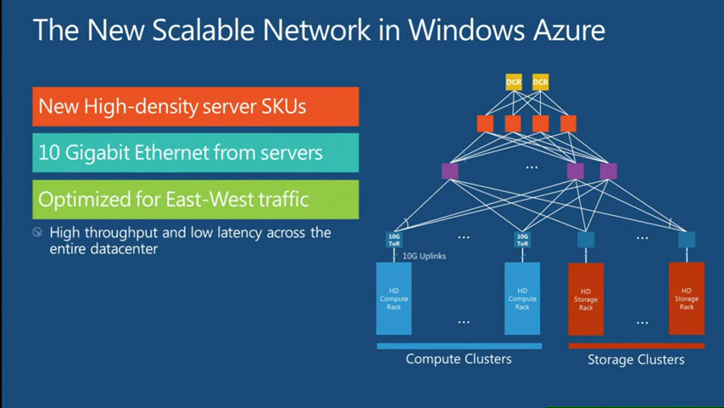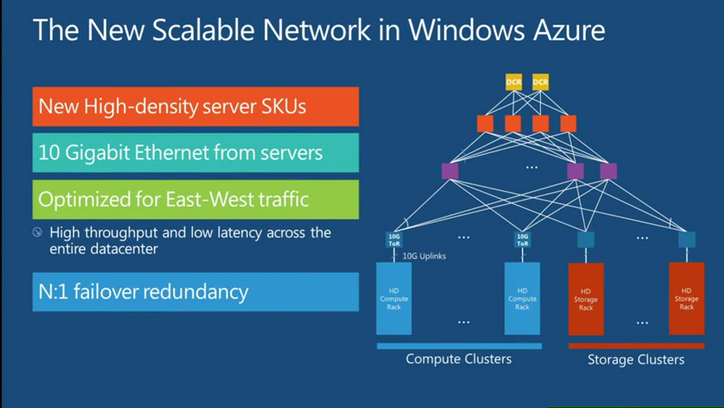We also, as I mentioned, optimized it for east-west traffic, and we built the network to be a layer 3 network right from the top of the rack switch. So that gave us the ability to offer N+1 redundancy in our network. So we have a highly available network. Even if one of the routers on the upper tier actually fails, we have N-1 other paths that share the load of that one router that failed. So we don't actually have any hotspots in the network, even if we have a device failure higher up in the networking infrastructure that we have.